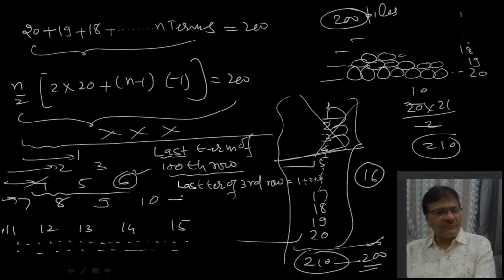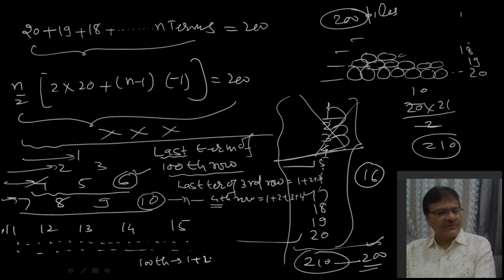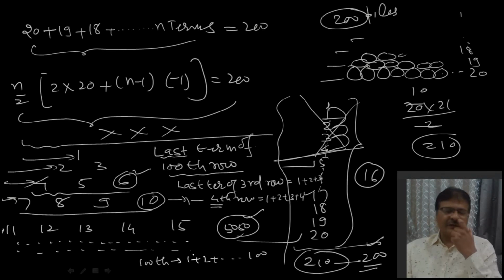Now if I ask you the last term of the fourth row, what is that? This is the fourth row, this one. What is the last term? 10. Can I write it as 1 plus 2 plus 3 plus 4? Got the clue? So if the last term of the fourth row goes up to 4, the last term of the third row goes up to 3. So the last term of the 100th row will be 1 plus 2 up to 100, and the sum from 1 to 100 is 5050. Today in only one question we made this total.